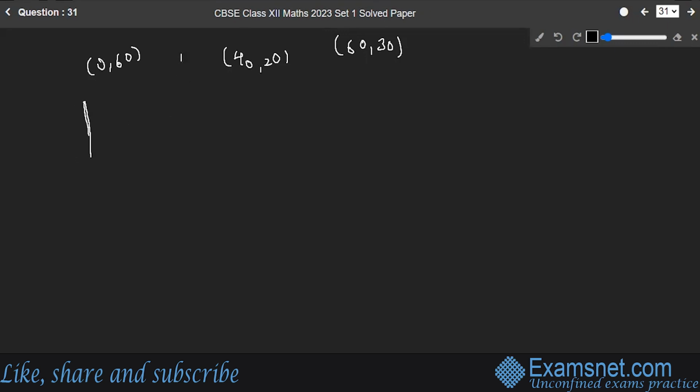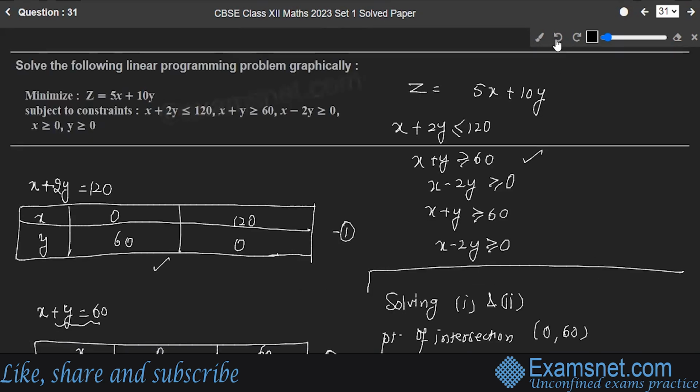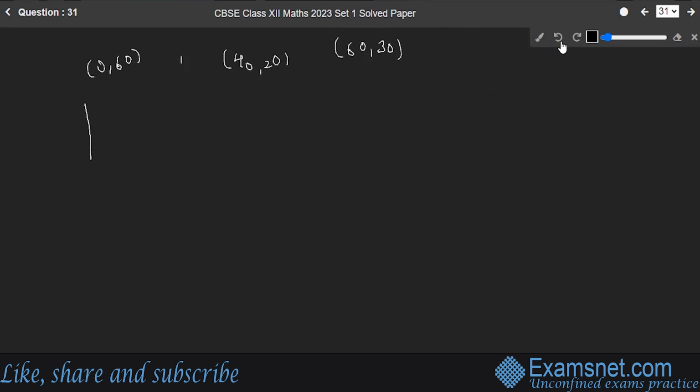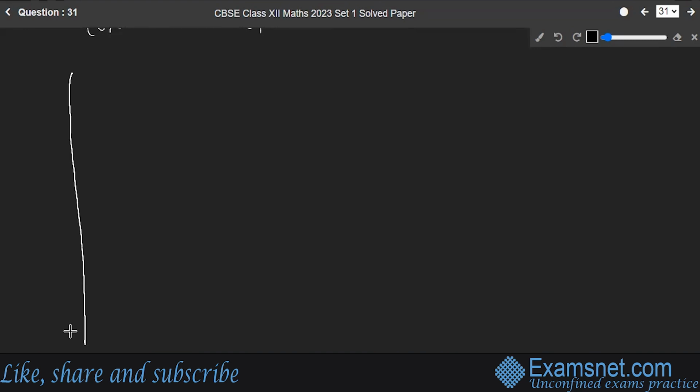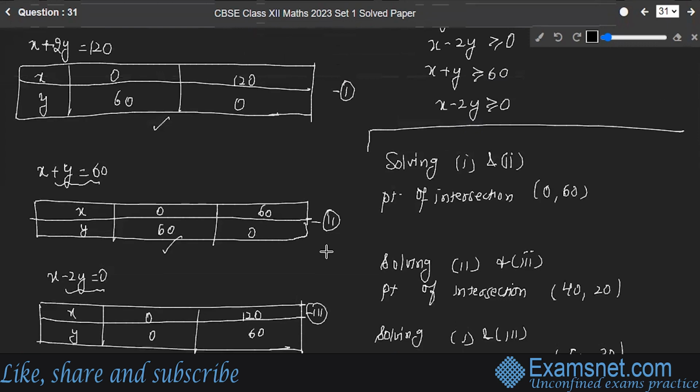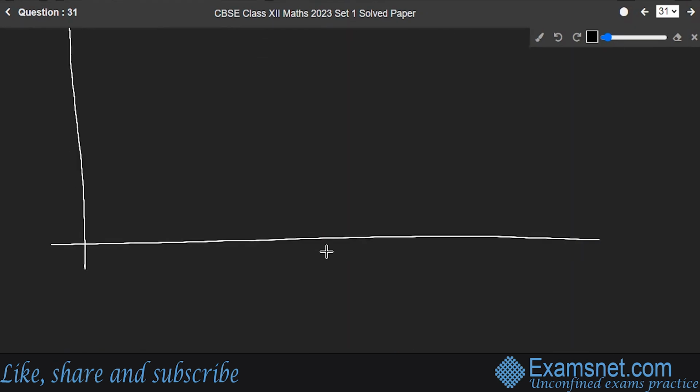This is the coordinate axis. So wait, this is the coordinate axis, correct? So the points for x plus 2y is equal to 120. I'm plotting the points for that. And the points were 0, 60 and 120, 0. So first of all, let's mark it over here.